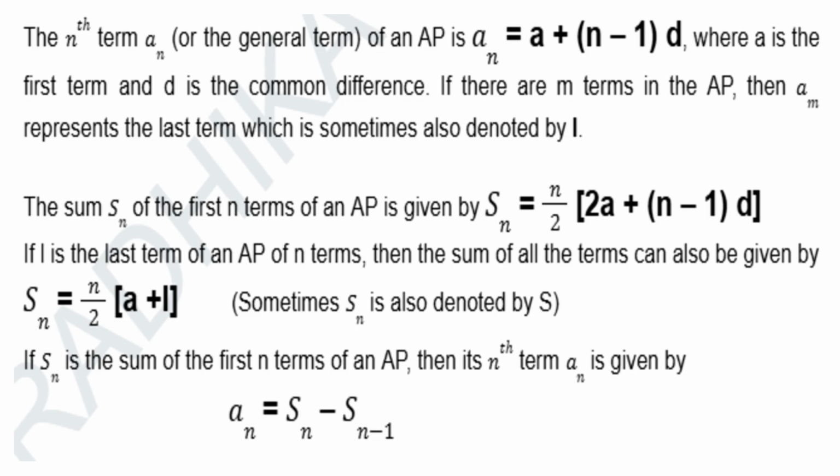The sum, Sn, of the first n terms of an AP is given by Sn equals n/2 times (2a plus (n minus 1)d). If L is the last term of an AP of n terms, then the sum of all the terms can also be given by Sn equals n/2 times (a plus L). Sometimes Sn is also denoted by S. If Sn is the sum of the first n terms of an AP, then its nth term an is given by an equals Sn minus Sn minus 1.